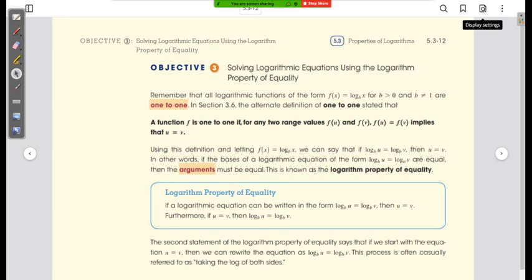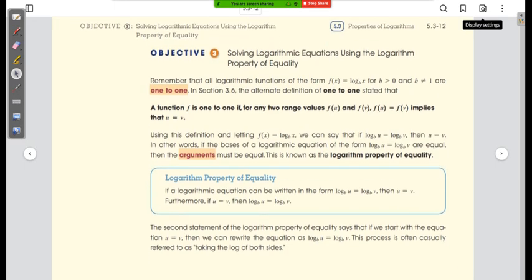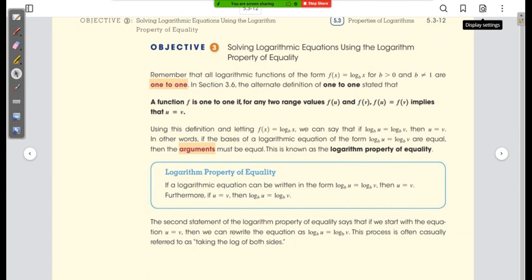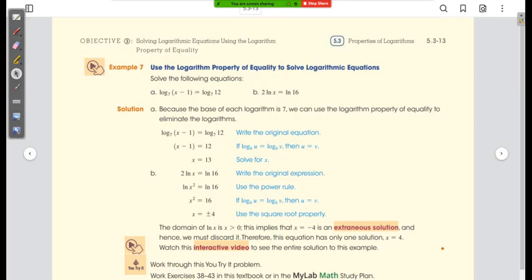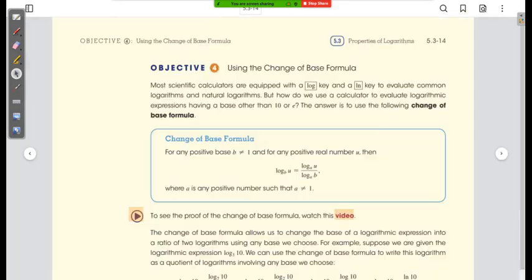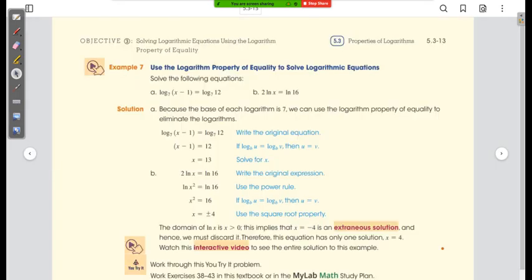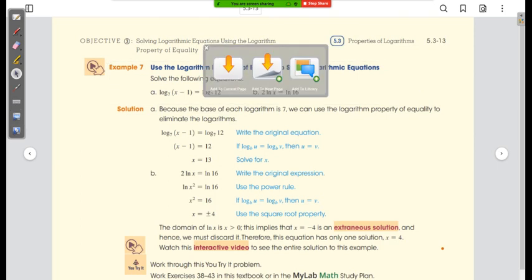Alright, so next we're going to actually solve logarithmic equations. I believe there's only 2 examples here. Yeah, okay. So we'll go ahead and put this on the next page. All right, here we go.